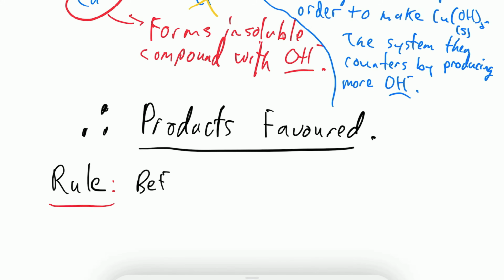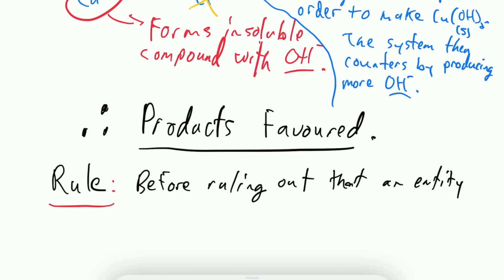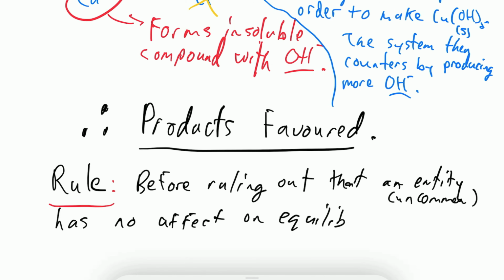The rule is, before ruling out that an entity, and we'll say an uncommon entity, one that you can't find in the main equation, has no effect on equilibrium, always check solubility.